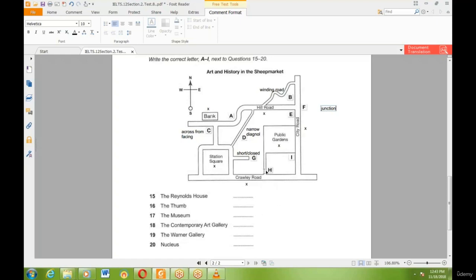All right, this small part that's running right here along H. What do you call that part? This small little part going up from H into the garden. Does anybody know what that's called?